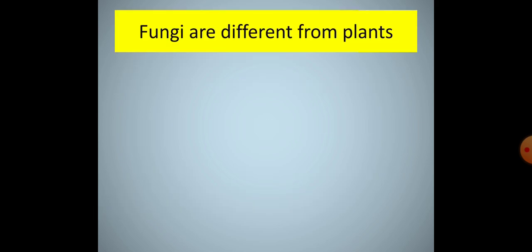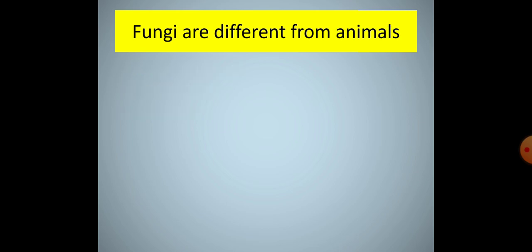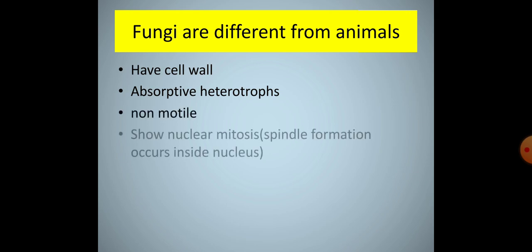Mycelia are ecologically active bodies of fungi. Now, fungi are considered different from plants in having no flagella, no chlorophyll, and they are saprotrophs and not autotrophs. Fungi are also different from animals in having a cell wall, although it is made up of chitin, and an absorptive mode of nutrition, whereas in true animals it is the ingestive mode of nutrition, and all fungi are non-motile.